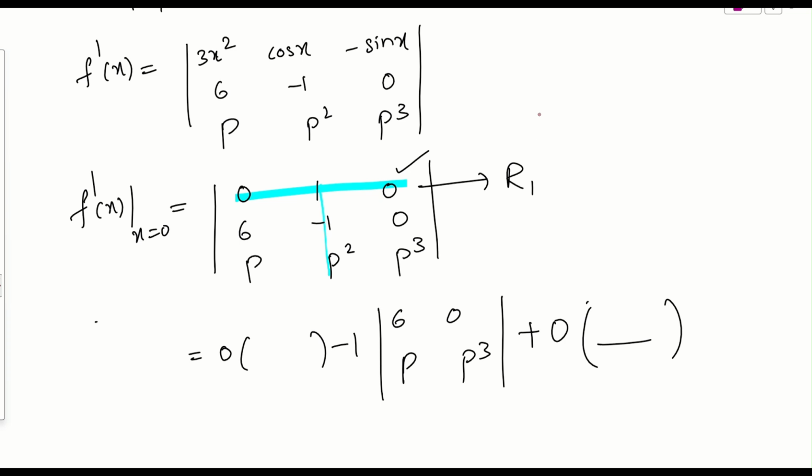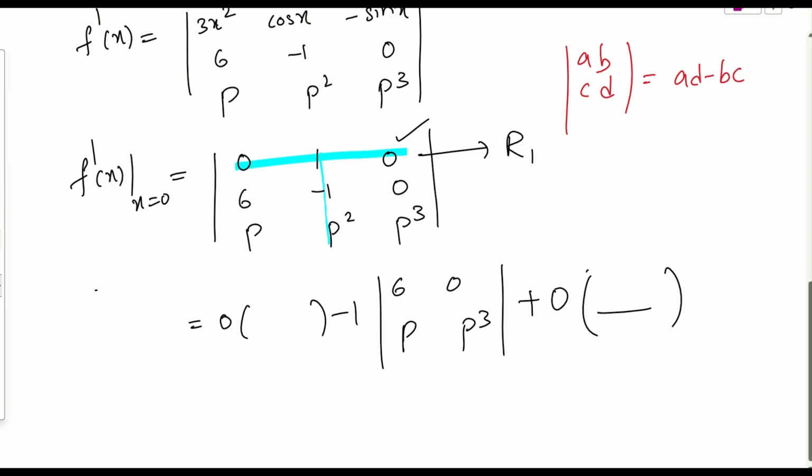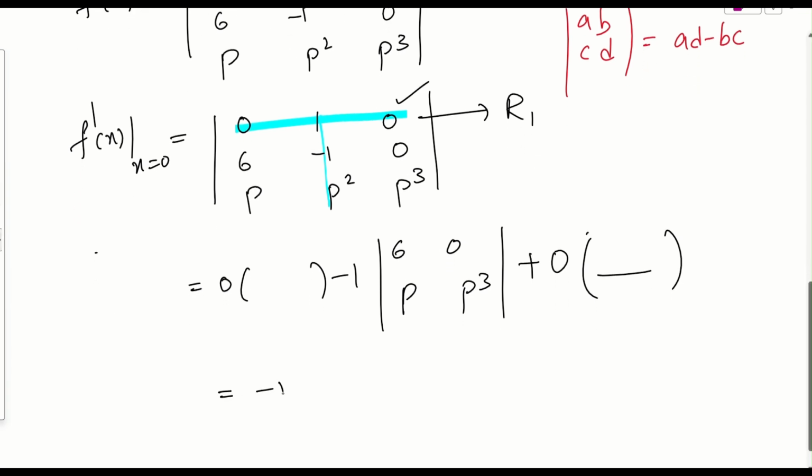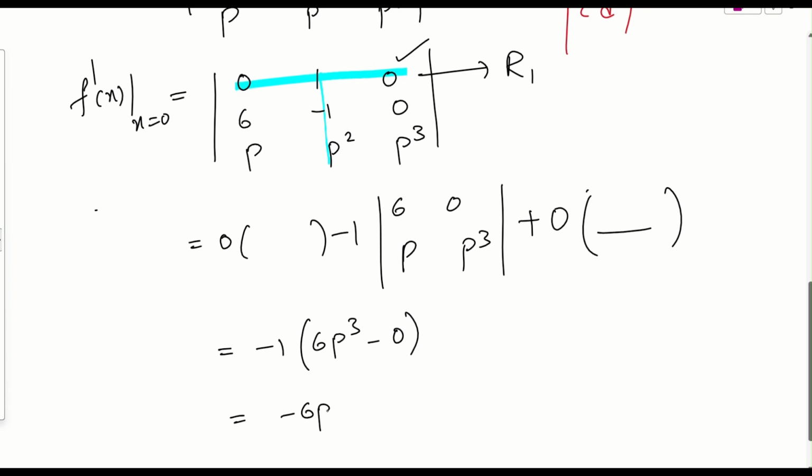Now if you have a, b, c, d, what is the determinant of a, b, c, d? a d minus b c. Is it okay? Same thing I'll be applying here. So this will be minus 1 into 6 into p cube minus 0 into p, which will be 0. So what is our final answer? Minus 6p cube will be our f dash of 0.